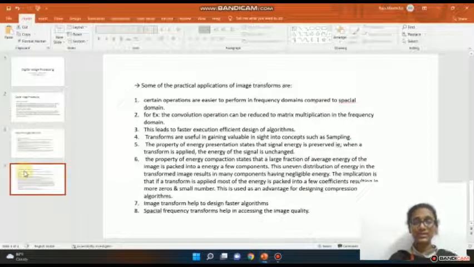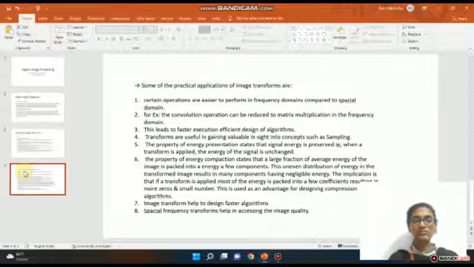Some of the practical applications of the image transform are that certain operations are easy to perform in the frequency domain compared to the spatial domain. For example, the convolution operation can be reduced to matrix multiplication in the frequency domain. This leads to faster execution and efficient design of algorithms. Transforms are useful in gaining valuable insight into concepts such as sampling.